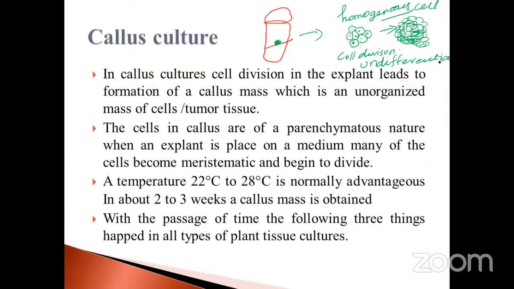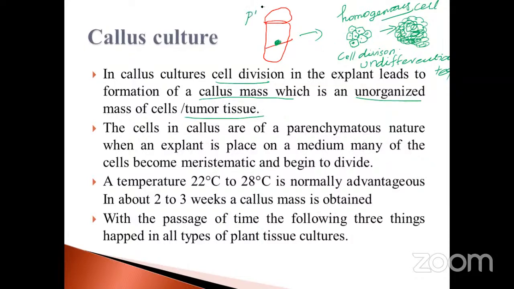Okay, undifferentiated cells are produced. This is called callus. This is the mass of cells. In callus culture, the cell division of the explant leads to the formation of a callus mass, which is an unorganized mass of cells, otherwise called tumor cells.